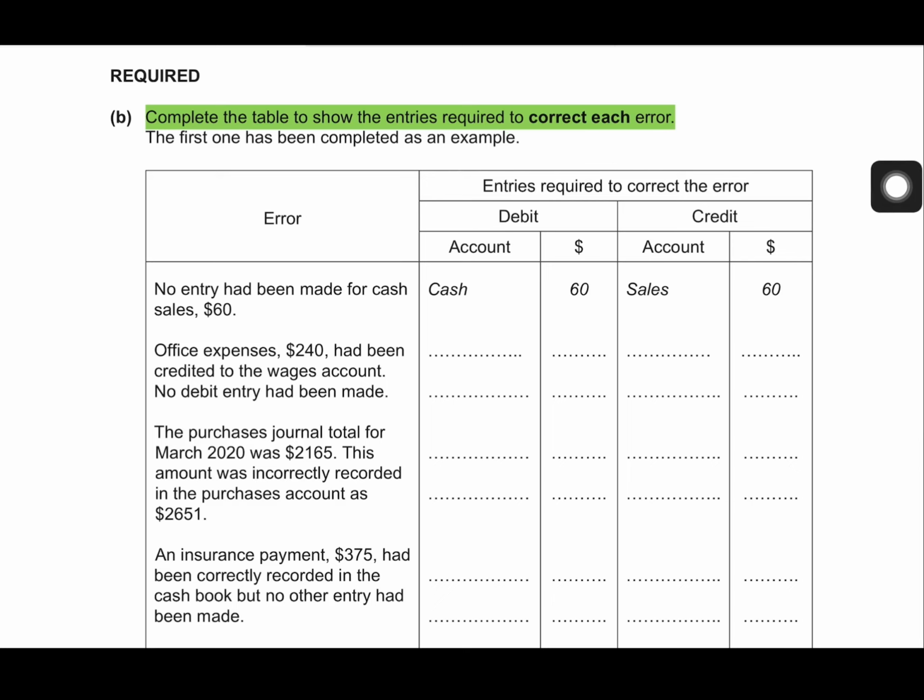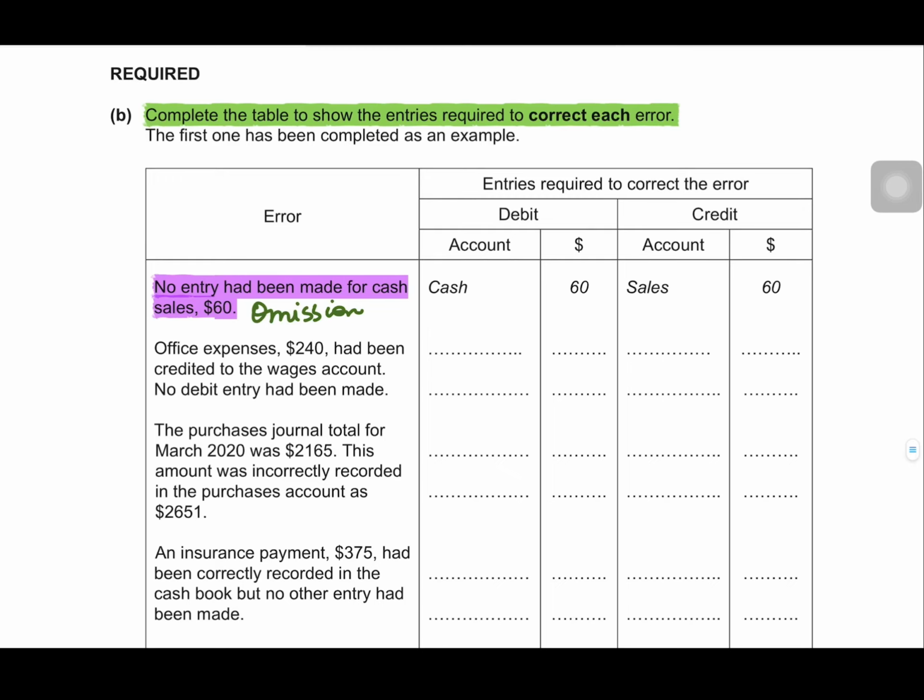Okay. So the first one was no entry had been made for cash sales 60. So this is an example of an error of omission. You remember, an error of omission was when the transaction is not at all recorded in the books, either the debit side or the credit side, not at all recorded. So this error does not affect the balancing of trial balance, right? We know that not all the errors in the exam question will be affecting trial balance, or all the errors that won't be affecting the trial balance. We will be given a mix of both of these types of errors, right?